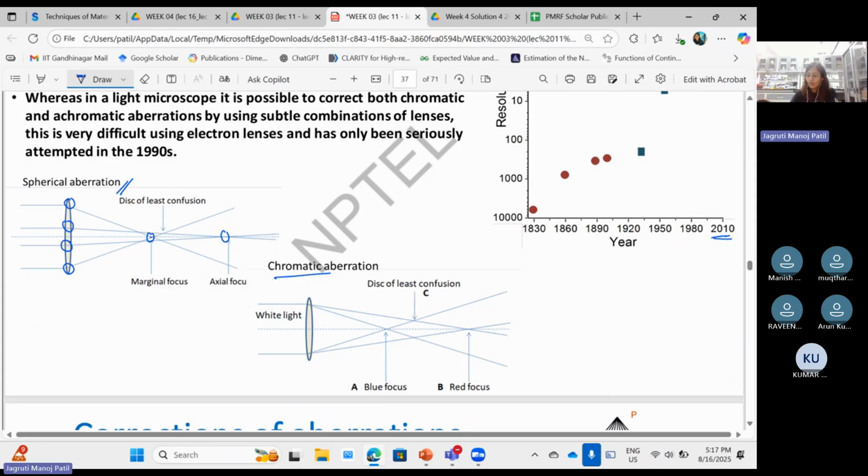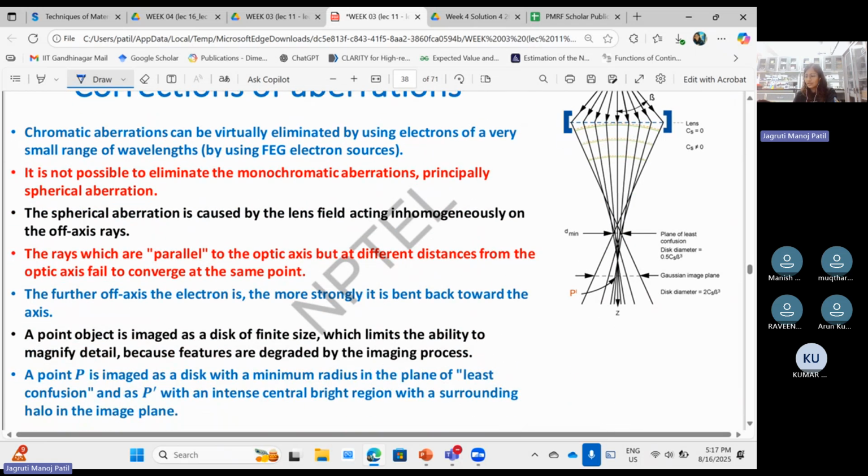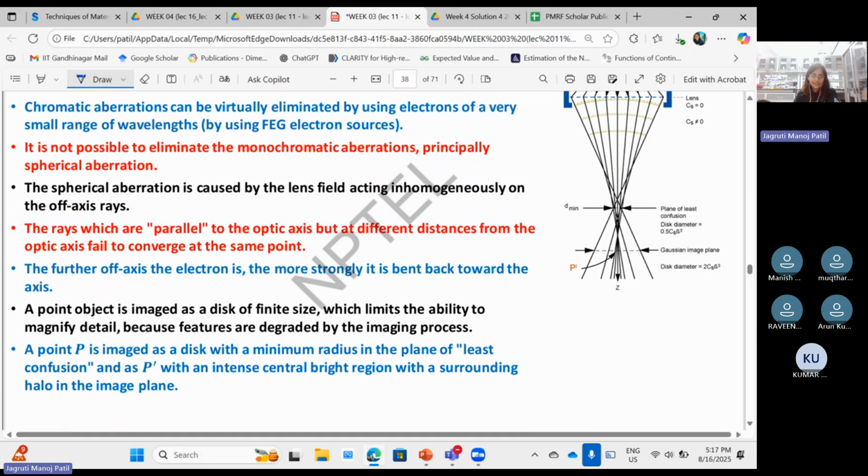Also, if you see chromatic aberration, you have a blue focus, then you also have a red focus over here. And there's also a region where these two lie, and that is the disk of least confusion. So how do you correct for it? You correct for it by taking a disk of finite size.